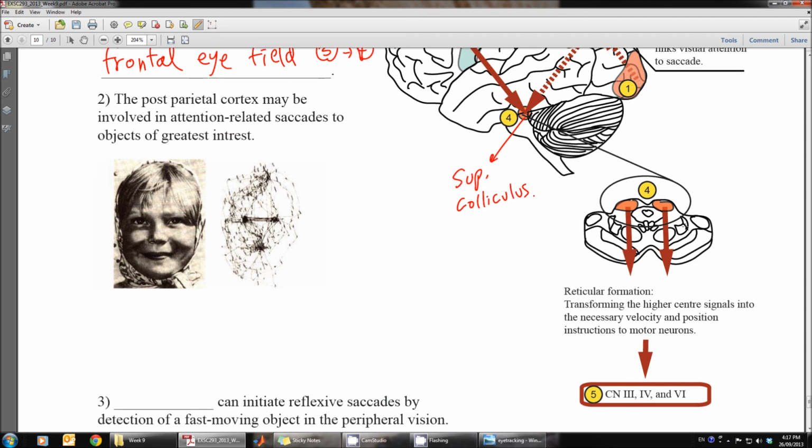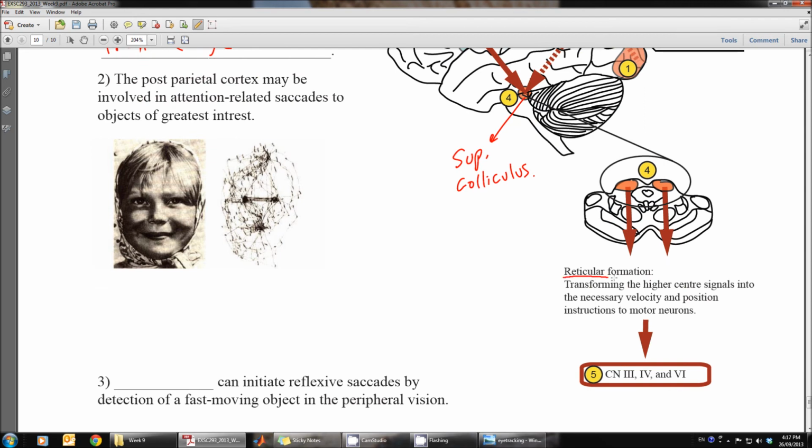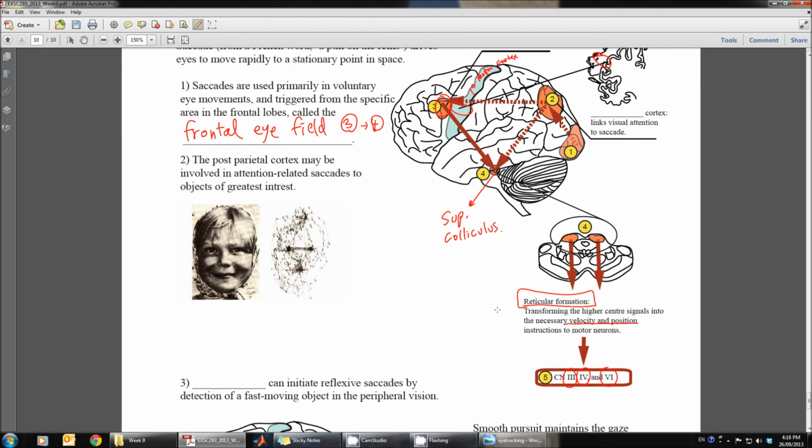And then after that it goes to the reticular formation and to the cranial nerve 3, 4 and 6 to move the eye. And it has to go through the reticular formation because it is a network that is responsible for calculating the right velocity and position of the eyeball to direct the gaze in the right direction. So 3, 4 and 6 is how we move our eye to direct our gaze voluntarily.